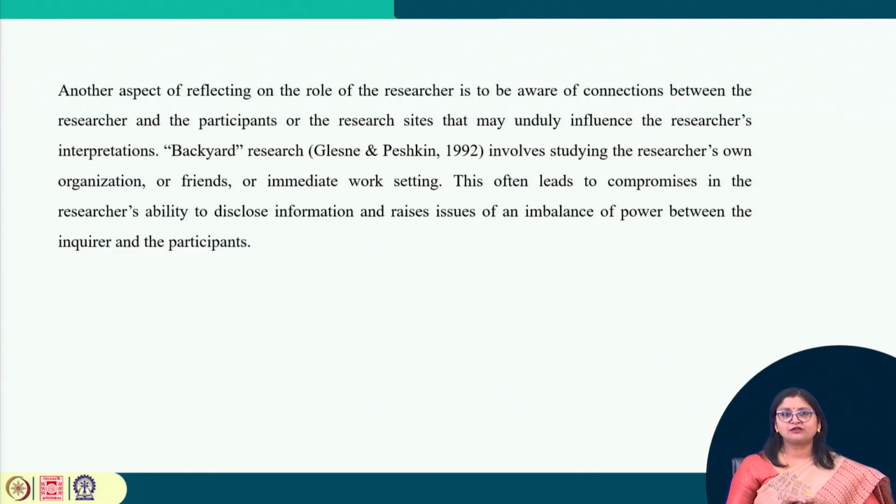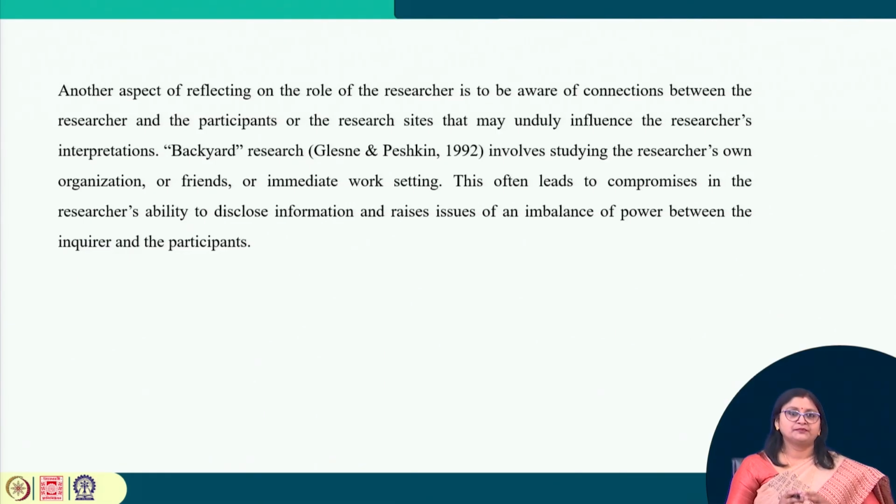So, another aspect of reflecting on the role of the researcher is to be aware of connections between the researcher and the participants or the research site that may unduly influence the researcher's interpretation. We have seen in our historical books, or historians in this case, that their personal biases or connection with certain groups come out in the latter stages.